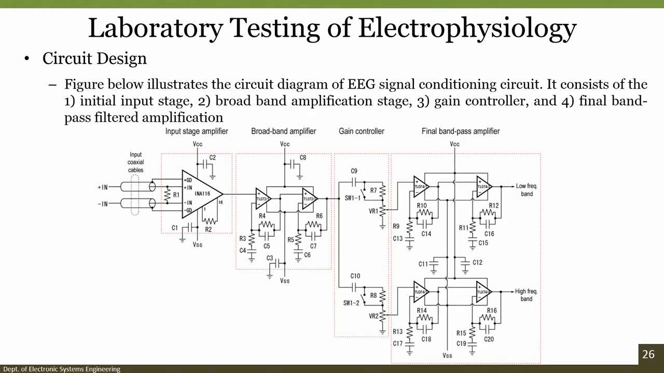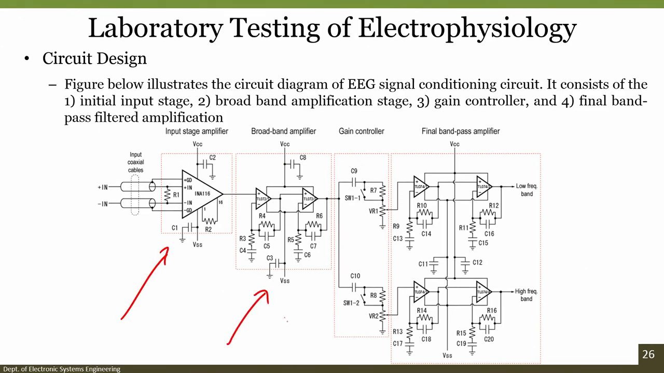So, if you see the circuit, this is what our single stage EEG measuring circuit or signal conditioning circuit looks like. It consists of an initial input stage, which is nothing but the instrumentation amplifier, because it has a high signal to noise ratio and very high impedance, as you know the advantage of an instrumentation amplifier. Then we have a broadband amplification stage, followed by a gain controller, and finally a band pass filter amplification. So, this is how you need to design a circuit.